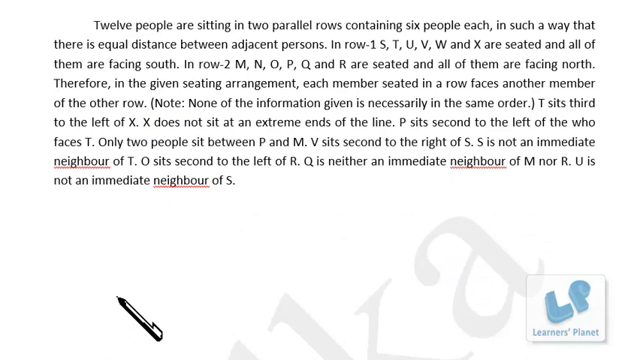One more seating arrangement. 12 people are sitting in 2 parallel rows containing 6 people each in such a way that there is an equal distance between adjacent persons. These are all facing south, once again south, north. So this is right, left, right, left. Okay. Fine. Then T sits third to the left of X. Now T and X, they are in this. So T sits third to the left of X.